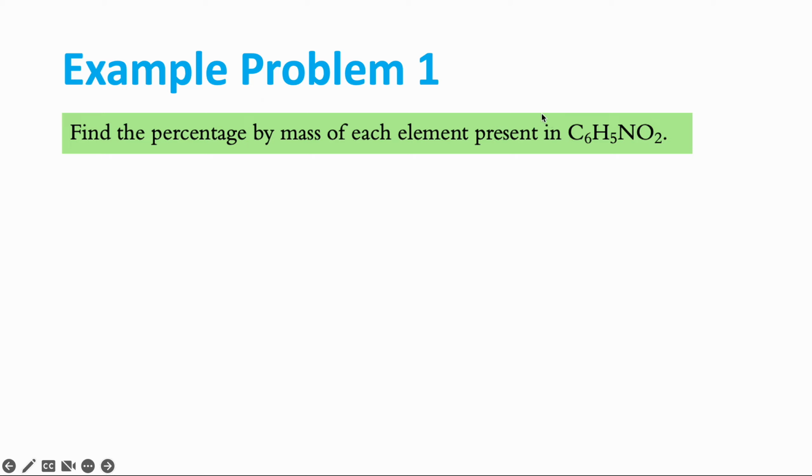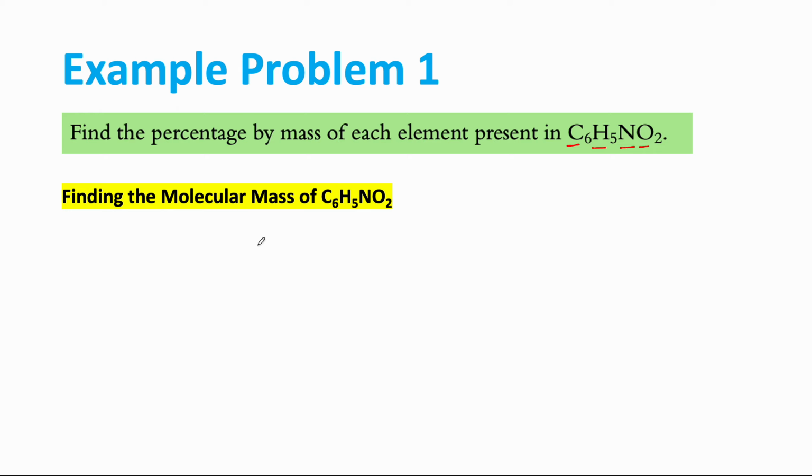mass of each element present in C6H5NO2. So to find the percent composition of carbon, hydrogen, nitrogen, and oxygen, the first thing you always have to do is find the total molecular mass or weight of the entire compound. So we want to find the molecular mass of this entire compound, C6H5NO2. And that's because we want to find the percent composition of C, H, N, and O.